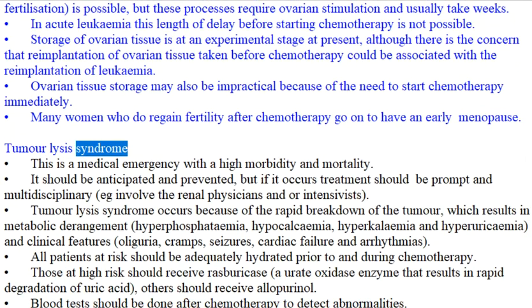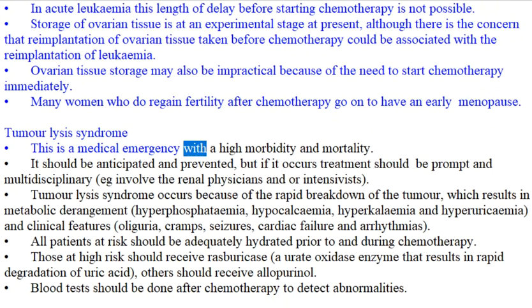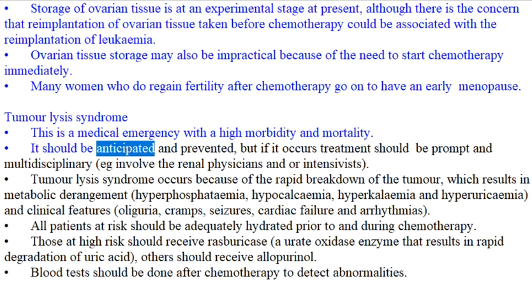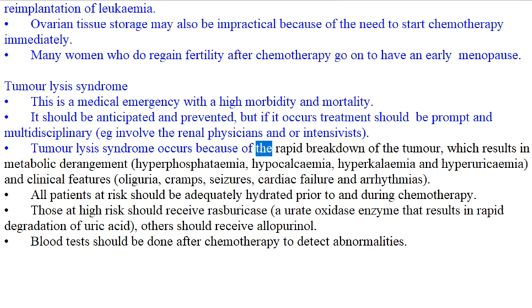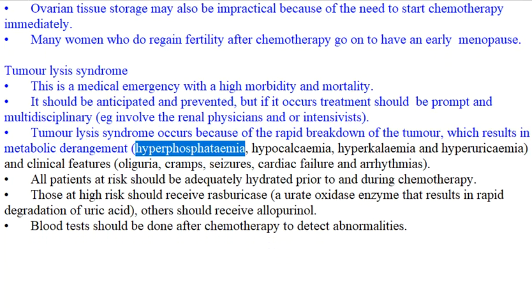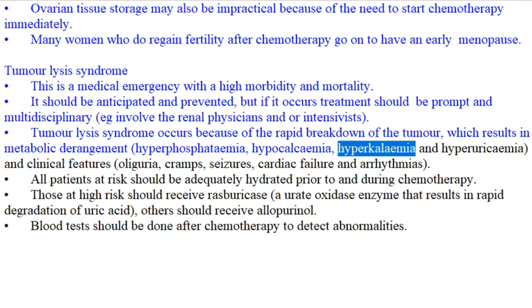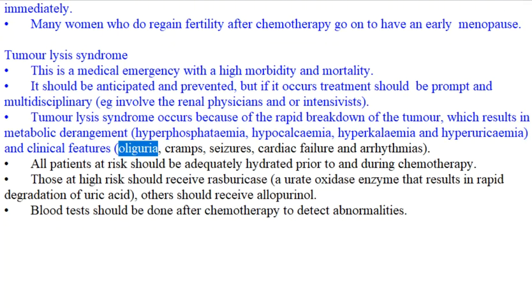Tumor lysis syndrome. This is a medical emergency with a high morbidity and mortality. It should be anticipated and prevented, but if it occurs, treatment should be prompt and multidisciplinary, e.g. involve the renal physicians and/or intensivists. Tumor lysis syndrome occurs because of the rapid breakdown of the tumor, which results in metabolic derangement, hyperphosphatemia, hypocalcemia, hyperkalemia, and hyperuricemia, and clinical features, oliguria, cramps, seizures, cardiac failure, and arrhythmias.